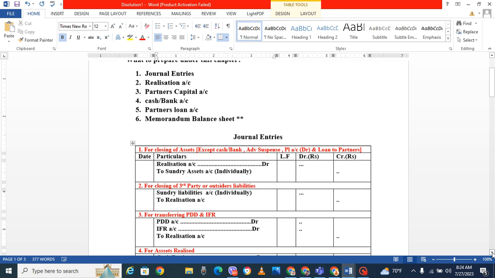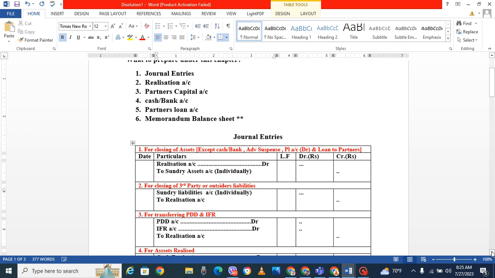At first we need to close all the assets. For closing assets, we have to pass the entry: realization account debit to sundry assets account. Suppose there are land and building, plant and machinery, then we have to debit realization account and credit land and building, plant and machinery. Likewise, we have to pass the entry individually, realization account debit to sundry assets. But dear students, you should be clear that we have to close only those assets except cash or bank, ADB, suspense, P&L account, and loan to partners given in the asset side of the balance sheet.